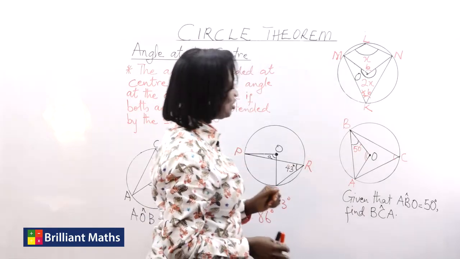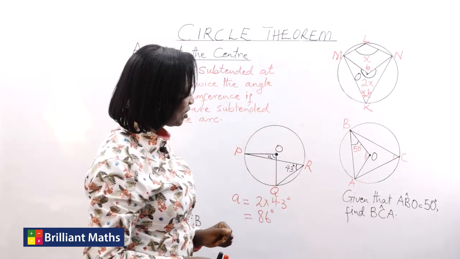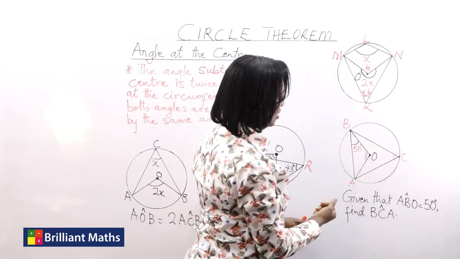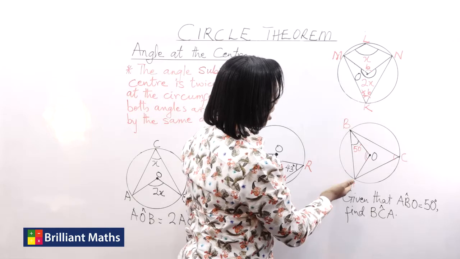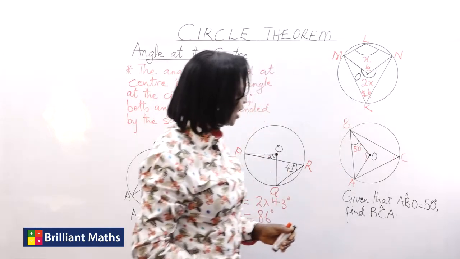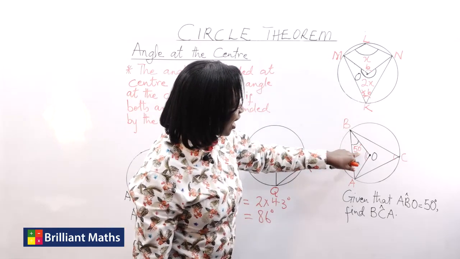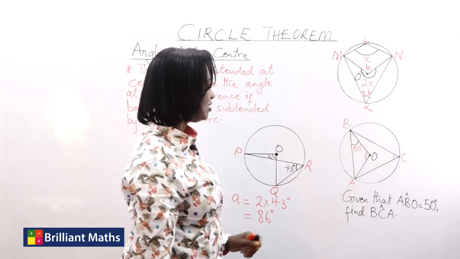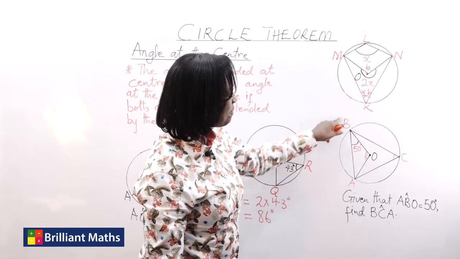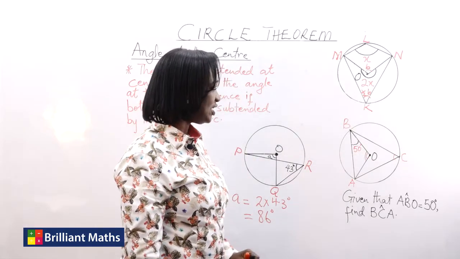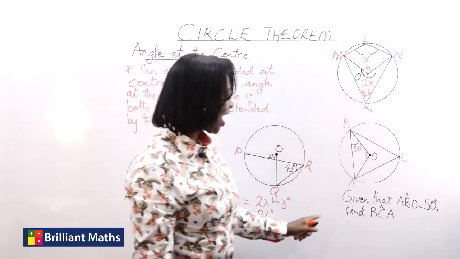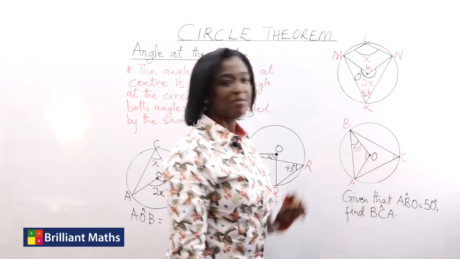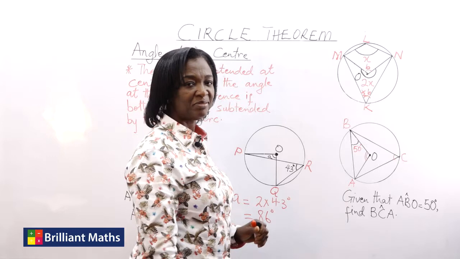And finally, let's look at this diagram. We have the triangle ABC and triangle ABO. And we are given this angle at B to be 50 degrees. Angle ABO is equal to 50 degrees. Then we're asked to find BCA. How do we find that?